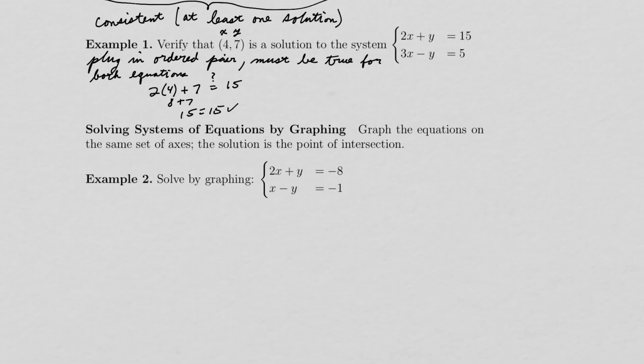What about the second one? So I have 3 times 4 minus 7. Does that equal 5? Well, this is 12 minus 7. Yeah, that's 5 is equal to 5. So in this case, yes, it is a solution to the system. So yes, 4, 7 is a solution to the system.